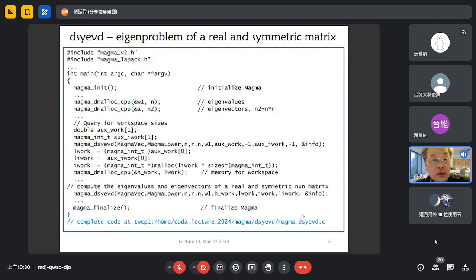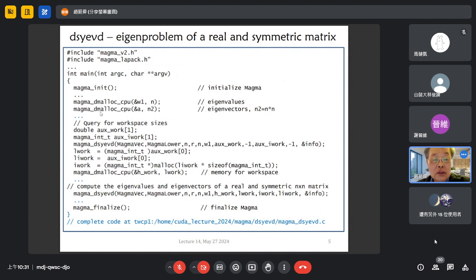So let me first talk about the eigenproblem of the symmetric matrix. So this header file has to be included. And then I have to initialize Magma, magma_init. And then I have to allocate the space for the eigenvalues and also the eigenvectors.